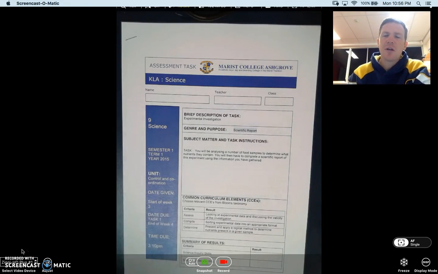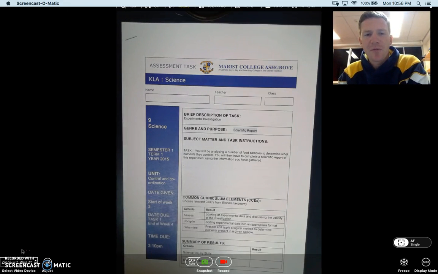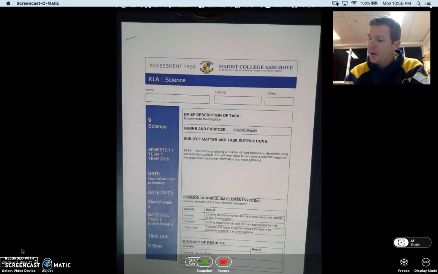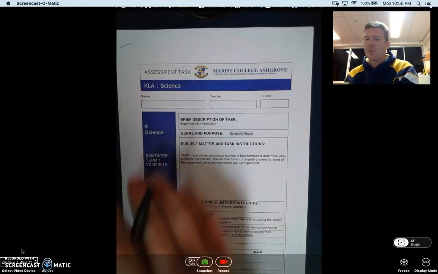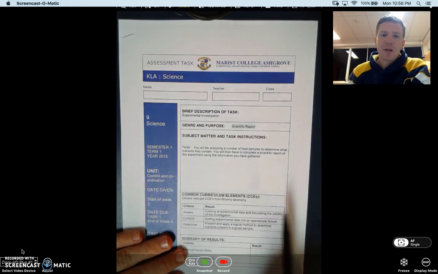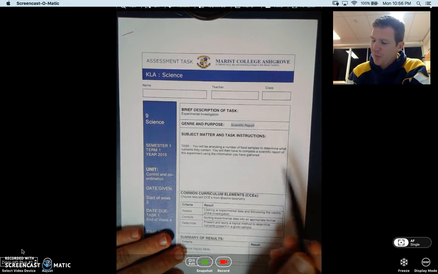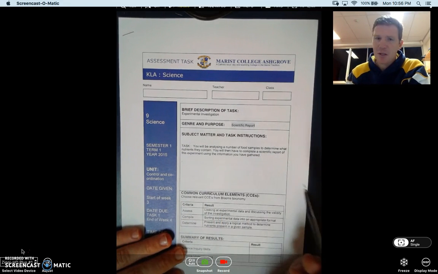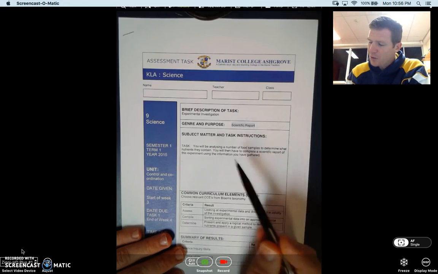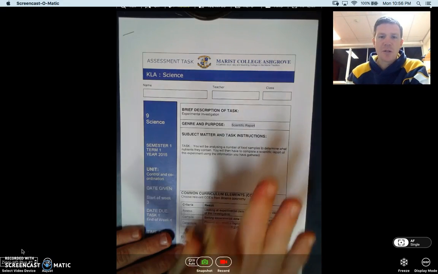So essential testing, we're looking at different tests for different foodstuffs in the food that we eat, okay, and this experiment is about that. So first of all, it's important that you read through this. The task: you'll be analysing a number of food samples to determine what nutrients they contain. You will then have to complete a scientific report, which is what this is.